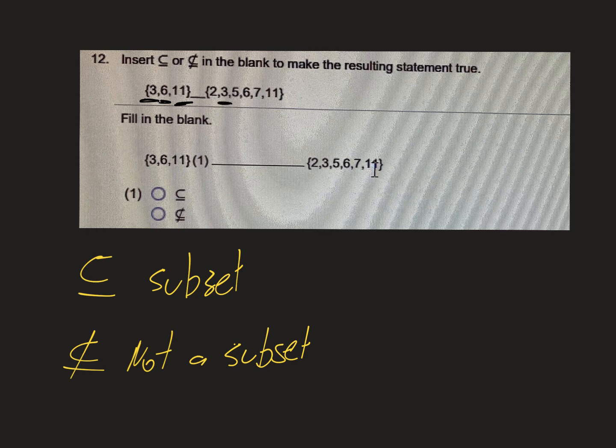So let's look for 3. Okay, we see 3, 6, and of course 11, which means that yes, the left-hand set, if you want to call it A or B, whatever you want to call it, is a subset of the other set. So we can go ahead and say, yes, this is a subset. I'm going to go ahead and circle that.